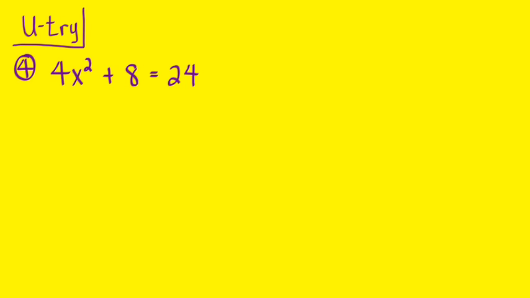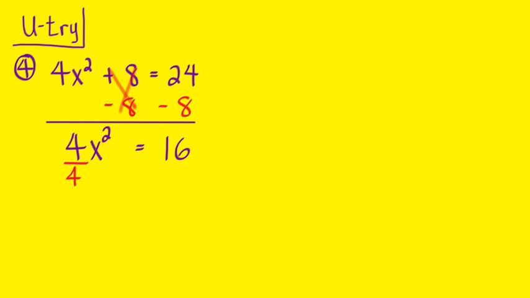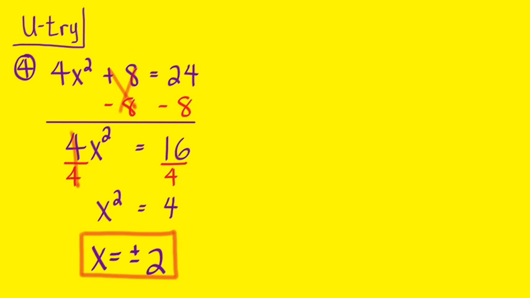Okay, let's have you guys give it a whirl and see how you do. Pause the video and then check your solution. Okay, I'm going to isolate my x by subtracting 8 from both sides, dividing by 4, and then getting my square root of 4, which is plus or minus 2.